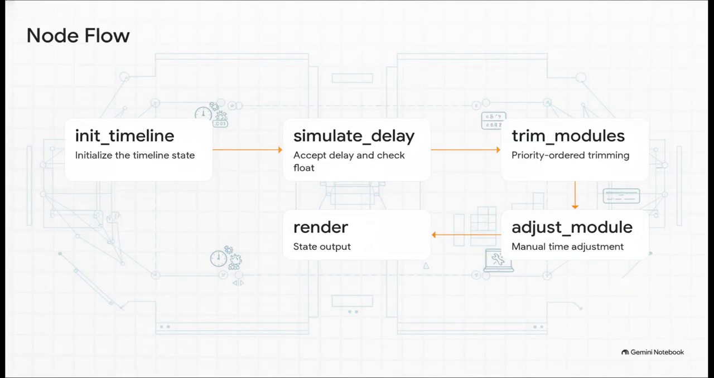We mapped the LangGraph node flow directly to our C4 architectural blueprint, creating a really precise chain of transitions. You initialize the timeline, simulate a delay, trim the modules if your float is exhausted, manually adjust times if needed, and finally, render the state.